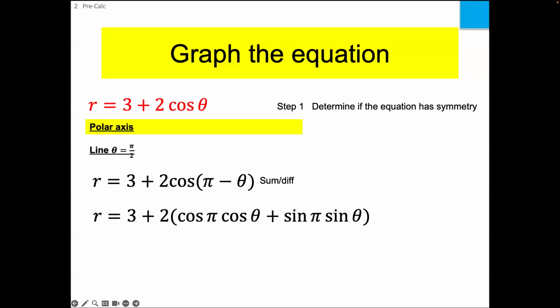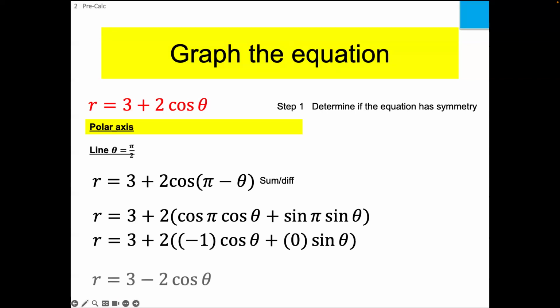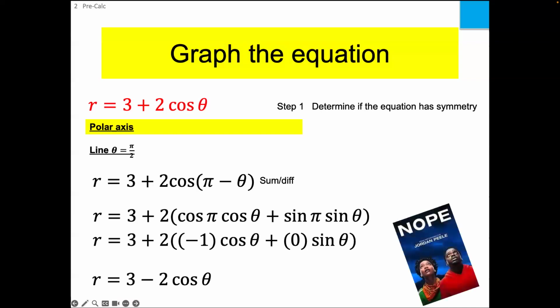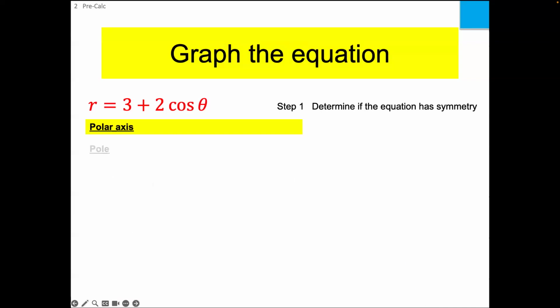Well, that's convenient because we already know the cosine of pi is negative 1, and the sine of pi is 0. So that negative 1 would turn that 2 into a negative, so therefore we do not get the same thing. So it does not have theta equals pi over 2 symmetry. Big fat nope.